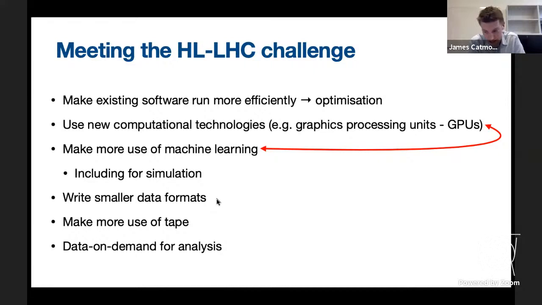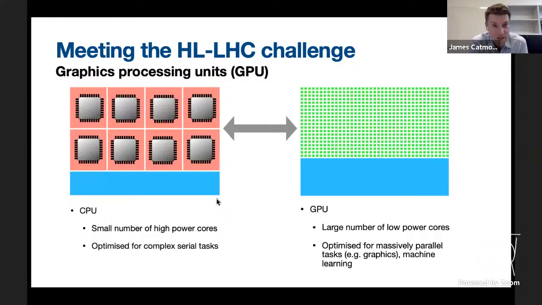Now, this is a topic in itself, and I don't have time to go into the details of all of this. But I do want to say something about graphics processing units, because this is what we call a hot topic at the moment. So the things I've been discussing earlier on, they're what we call CPUs, central processing units. And these have a small number of very high power computer cores. So typically you have maybe something like 8 of these cores, like I was discussing earlier. And these are optimized for very complex but largely serial tasks.